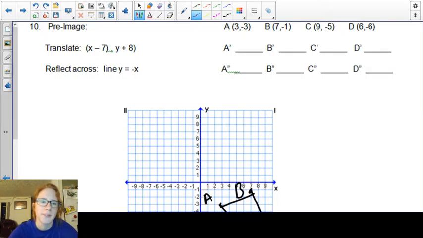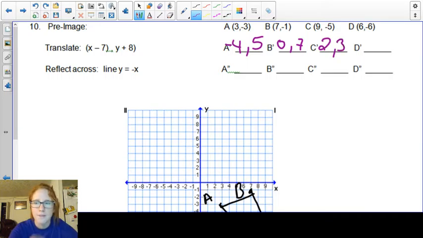What we're going to do is translate it left 7 and up 8. So I'm going to use purple here. So 3 minus 7 gives me -4. -3 plus 8 gives me 5. 7 minus 7 gives me 0. -1 plus 8 gives me 7. 9 minus 7 gives me 2. -5 plus 8 gives me 3. 6 minus 7 gives me -1. And -6 plus 8 gives me 2.